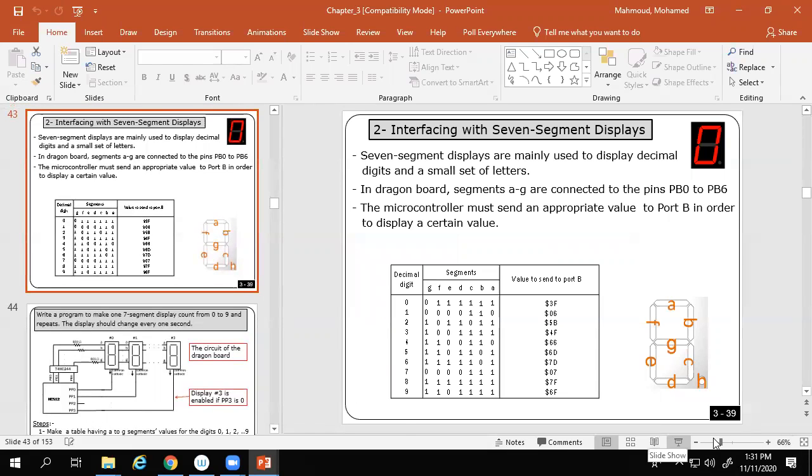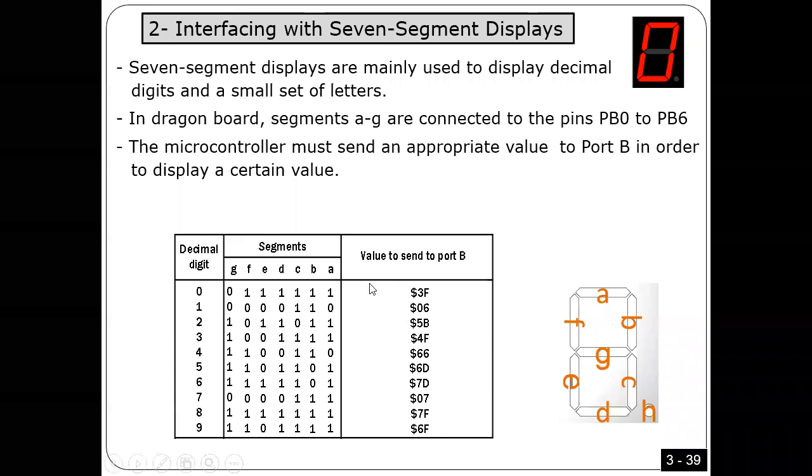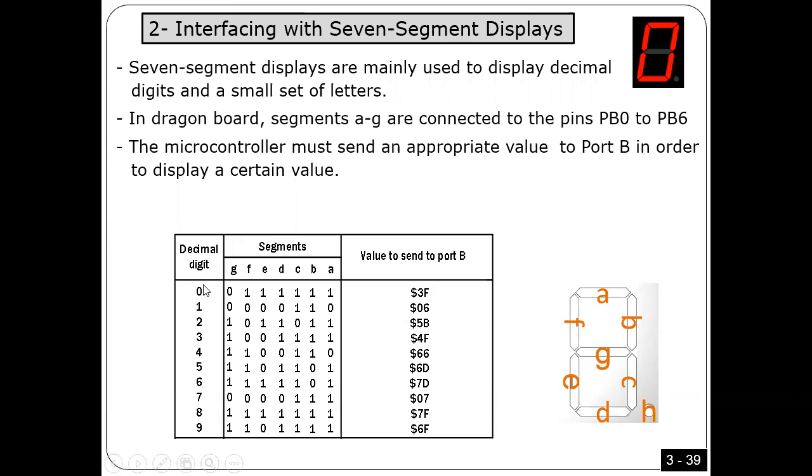As you see here, if you want to display number 0, this is the code you have to send to port B. If you send this code, you put 1 in segment A so you can turn it on. You can turn all the segments on except G, and if I do that, I can make number 0. The same thing applies to all numbers, so every number should have a code.